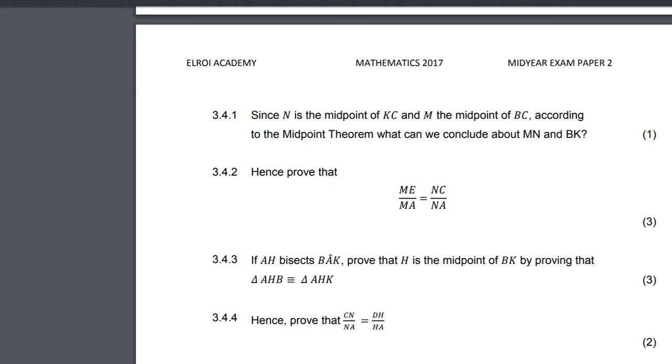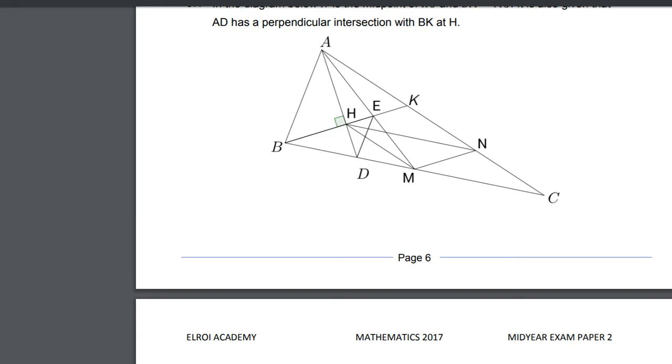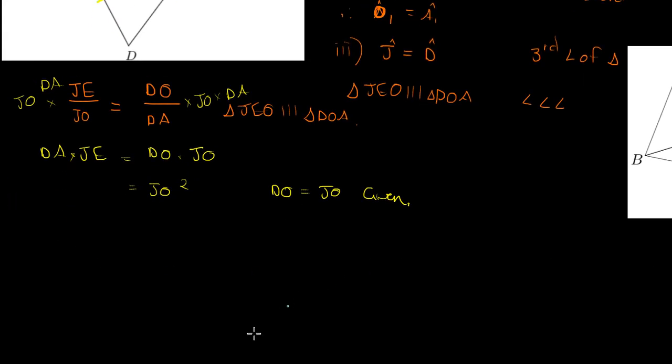And so, since N is the midpoint of KC and M is the midpoint of BC, according to the midpoint theorem, what can we conclude about MN and BK? That they are parallel. That's all we asked. So BK is parallel to MN.